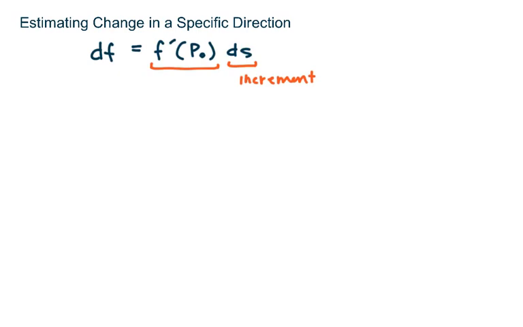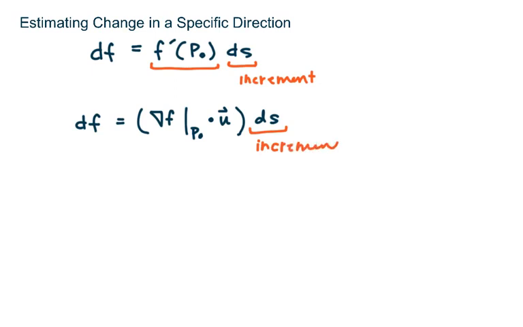Now, if we were doing this with a function of two variables, that would end up looking like this new calculation. We would take the gradient, evaluate it at the point, dot it with my direction unit vector, times again that ds, there's my increment. So instead of the regular derivative, we now have this directional derivative. All right, so up there we would say, well, that was our regular derivative times some increment. Here we have a directional derivative times some increment.